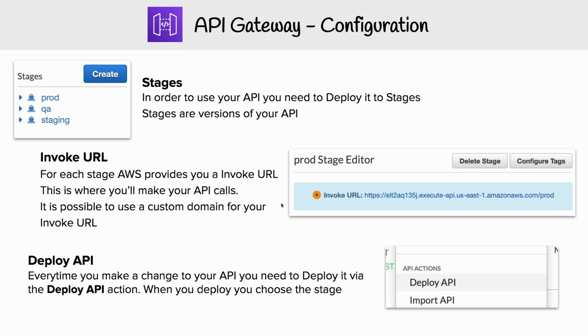And in order to deploy these versions to these stages, you'd go to your actual API, and you'd have to do the Deploy API action. Every time you make a change, you have to do the Deploy API action. It doesn't automatically happen. That's something that confused me for some time, because you think you made this endpoint, why isn't it working? It's generally because you have to do Deploy API.